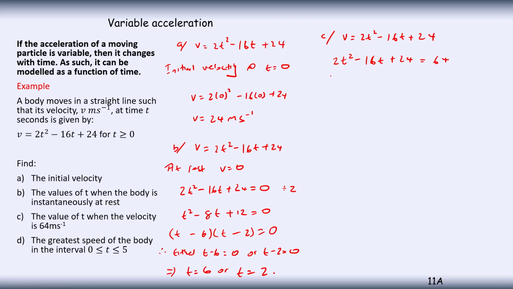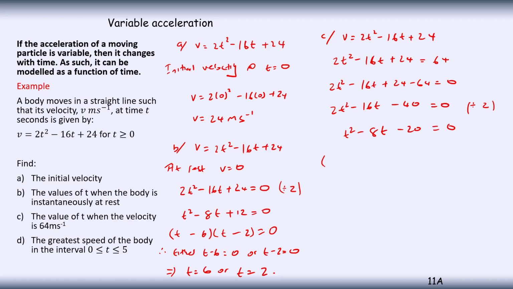I can solve that for t. We subtract 64 from both sides. We've got 2t squared minus 16t plus 24 minus 64 is equal to 0. So 2t squared minus 16t minus 40 is equal to 0. Again, to simplify, I'm going to divide through by 2. Let's put that in brackets. Do the same over here. That leaves us with t squared minus 8t minus 20 is equal to 0.